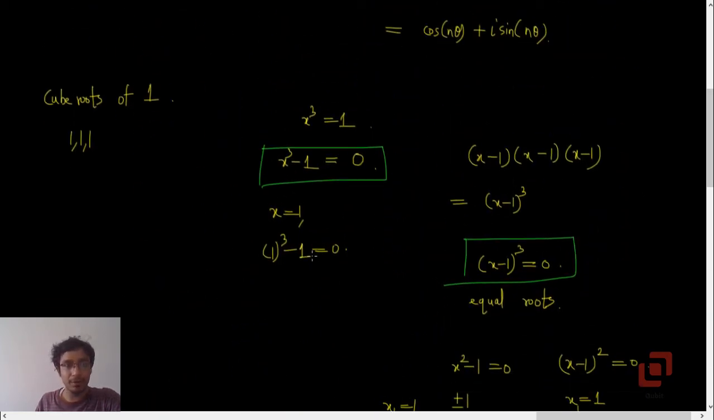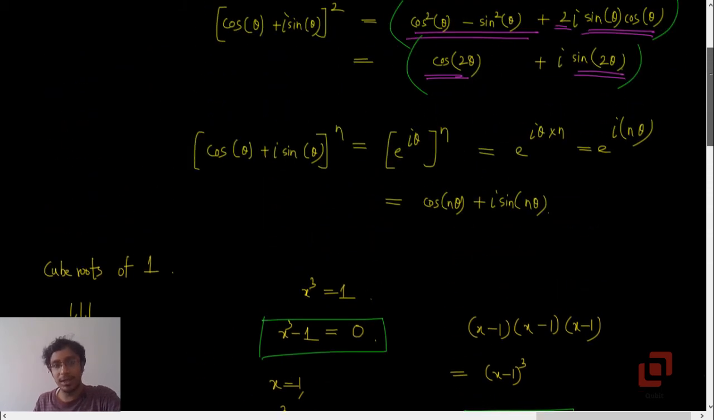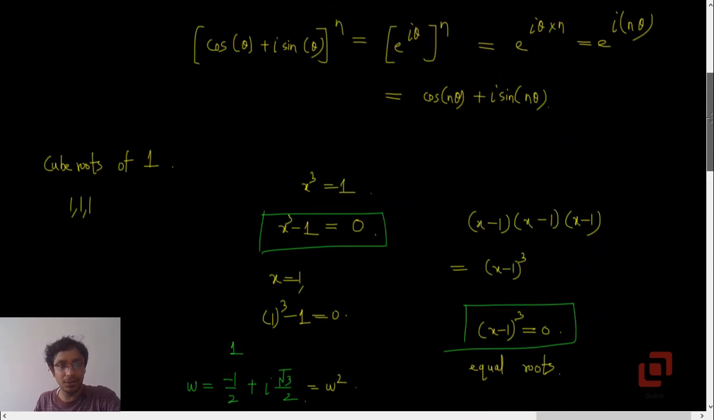One of them is 1. Usually the second complex cube root is denoted by omega. And the third complex cube root is actually omega squared. You can actually verify it. And if you call this omega, then this will be omega squared.